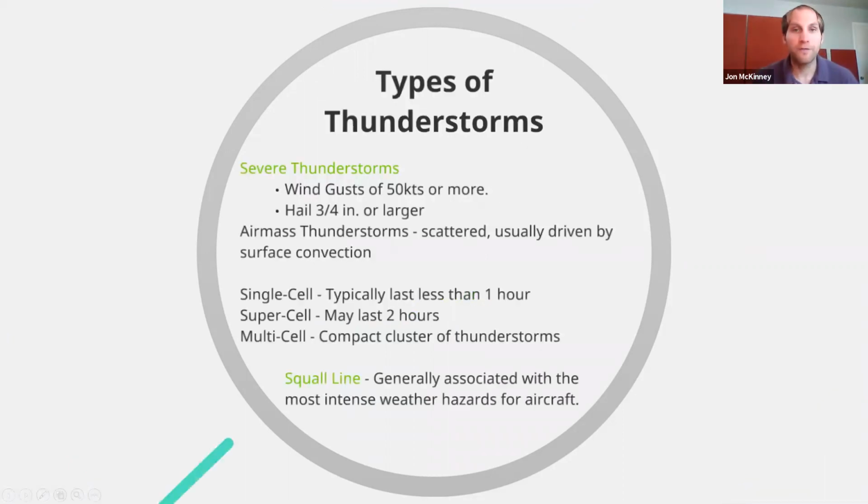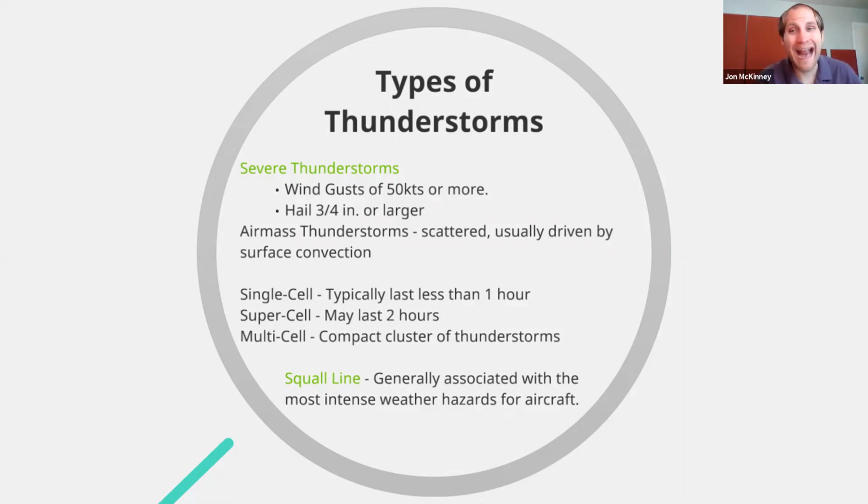All right, we got a few different types of thunderstorms. Severe thunderstorms, wind gust of 50 knots or more. It's pretty severe. Hail 3/4 of an inch or larger. That'd be a pretty severe thunderstorm. Now, the next vocabulary word in black says air mass thunderstorms. Scattered, usually driven by surface convection. So what's the difference? What is the difference? The difference is the lifting force.